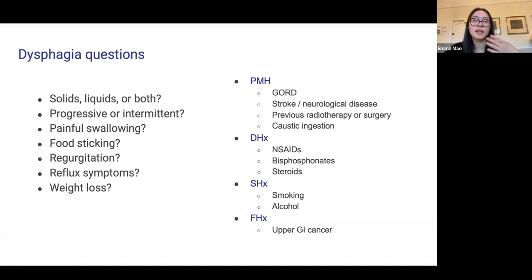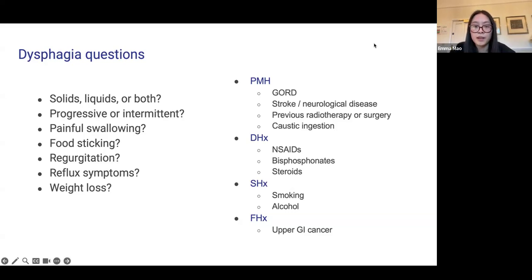And then is it sticking and then going down, or is it sticking and then they have to vomit it up? So regurgitation. It's also useful to ask about any reflux symptoms, as that might be causing what is going on in the esophagus. And then, of course, you need to ask about any weight loss, and also if you're over 55. I think I have the red flags on the next page.